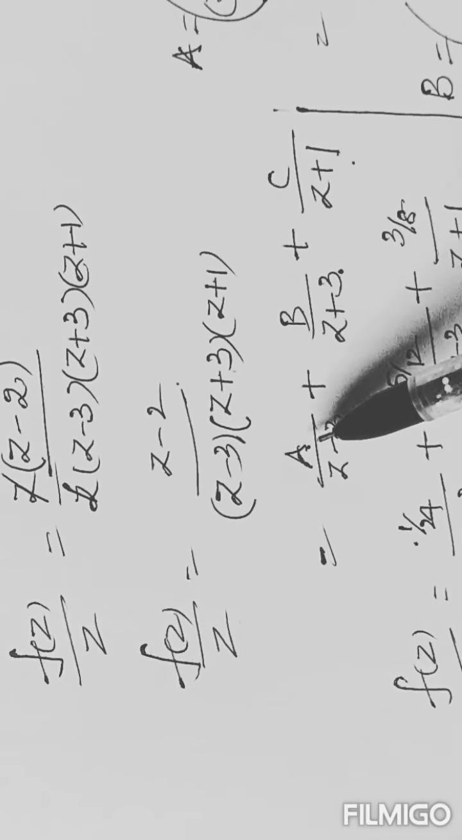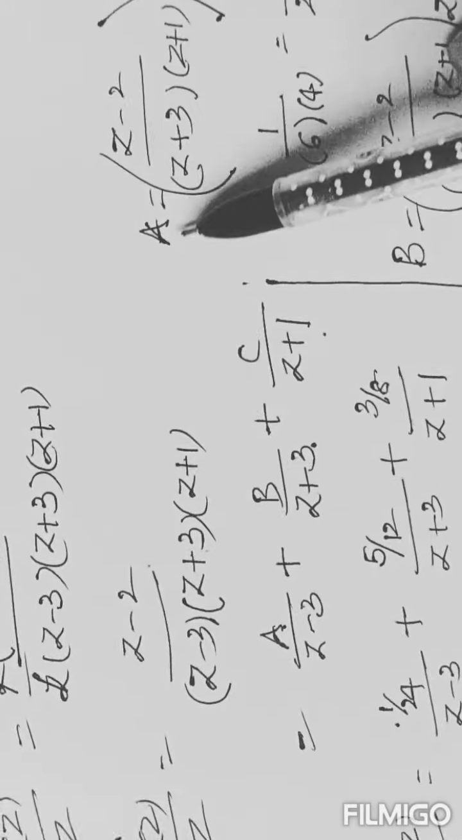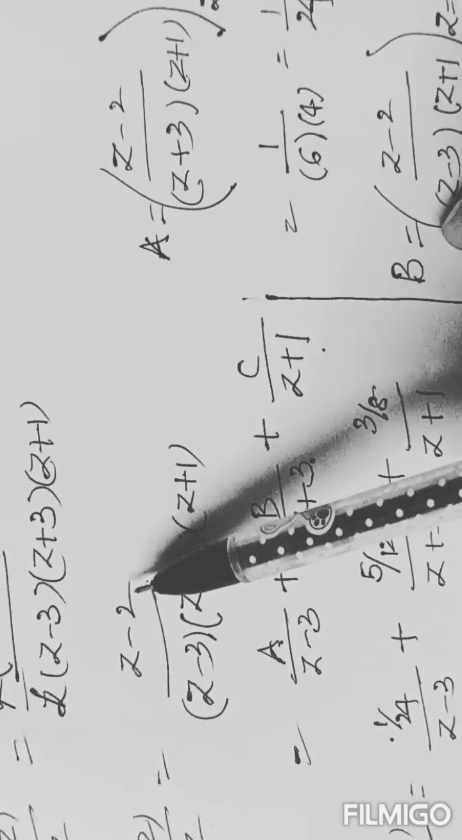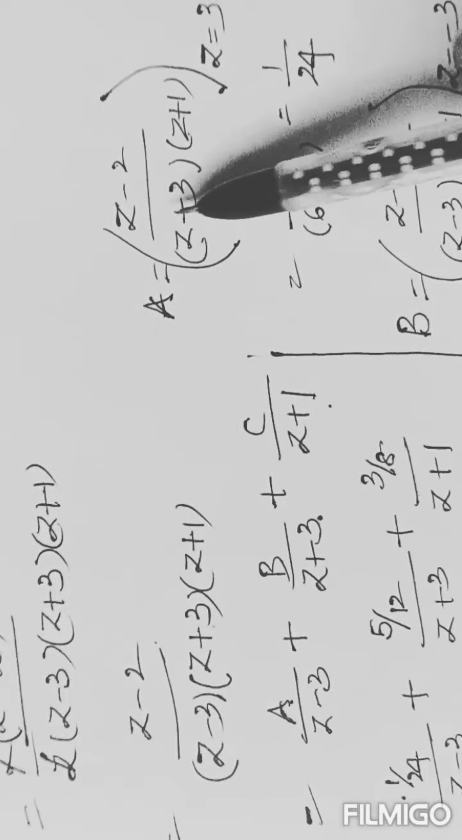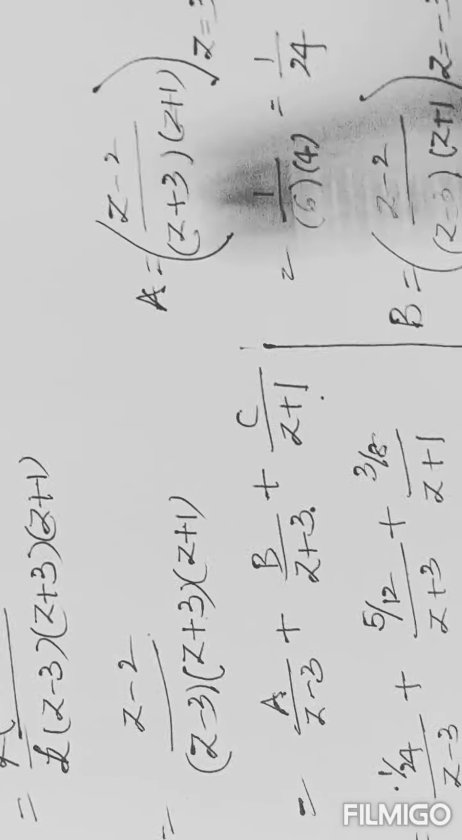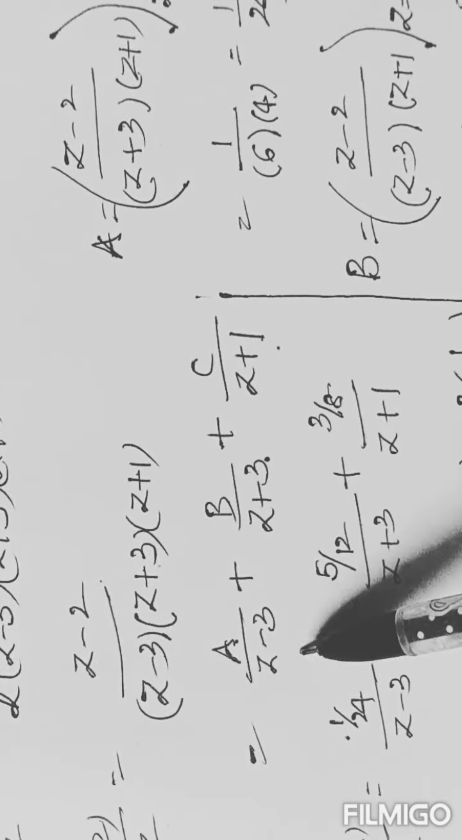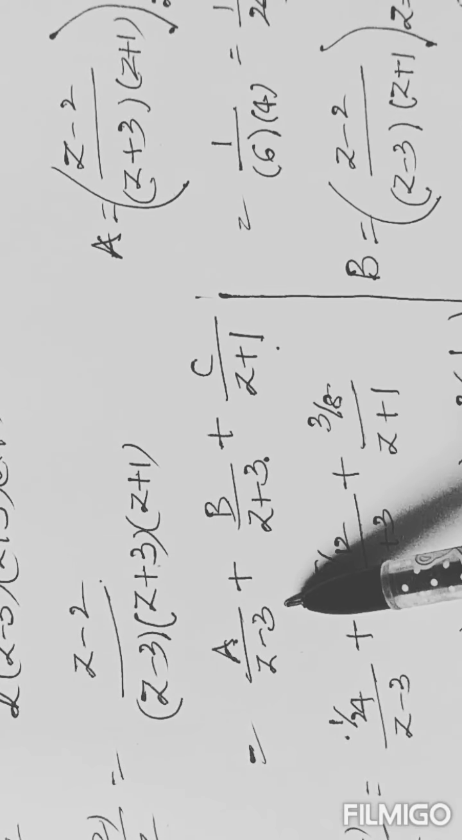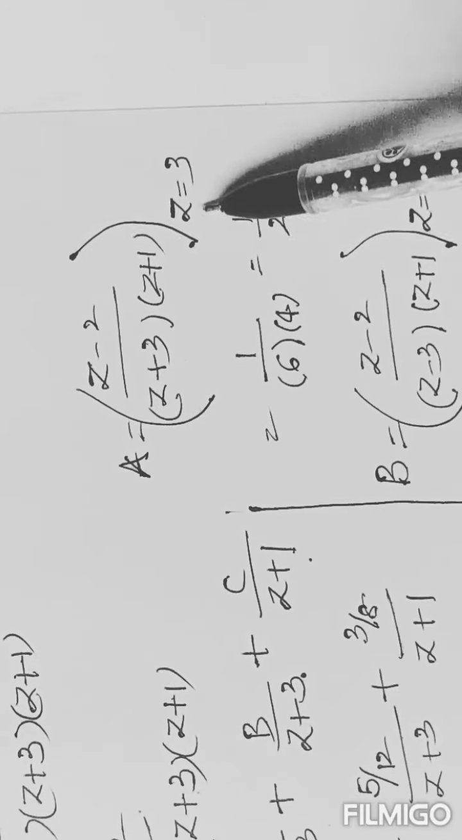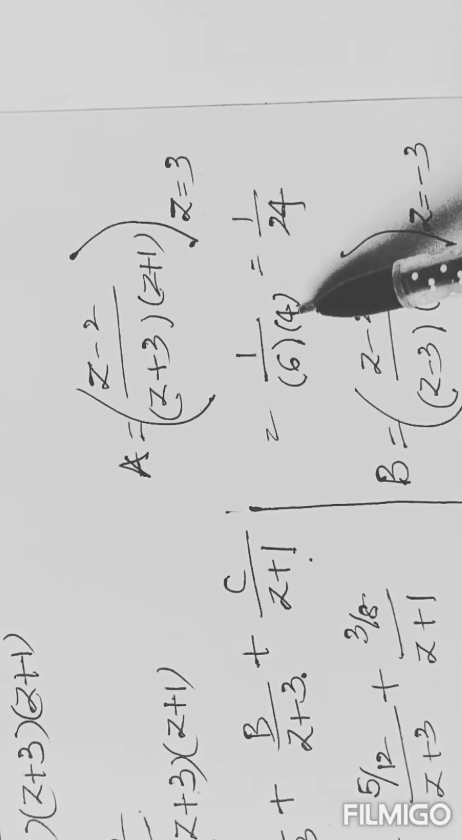Now to get A, there is a shortcut rule. To get A, first write the complete fraction except the denominator of A. Here, that is Z minus 2 by Z plus 3 into Z plus 1. From the denominator, what is the value of Z? Z minus 3 is a factor, so Z equals 3. Substitute Z equal to 3. By writing 3 in place of Z, the value is 1 by 24.